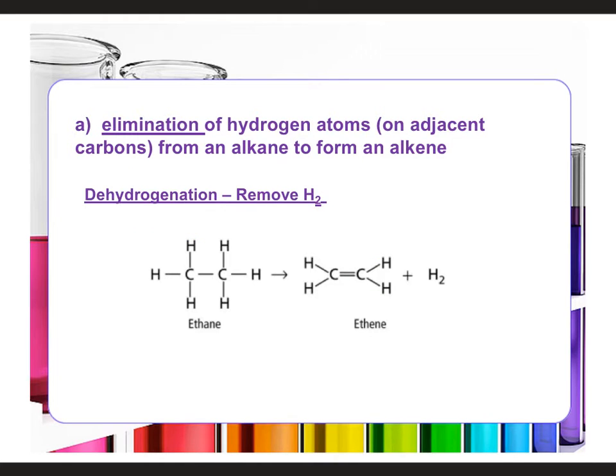In this first elimination reaction, we're removing hydrogen atoms, and once you remove two hydrogen atoms and form the additional bond between the two adjacent carbon atoms, then we're going to form an alkene. So this is how we go from an alkane to an alkene, and it is by eliminating two hydrogen atoms. So it's a type of elimination reaction.